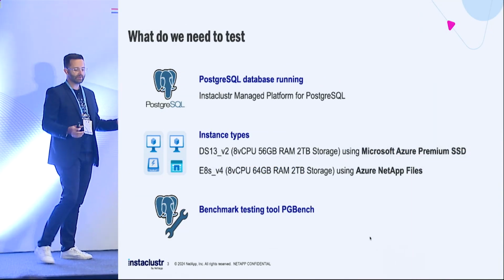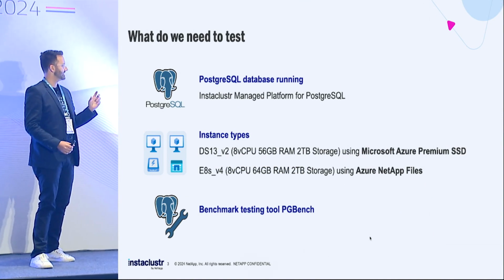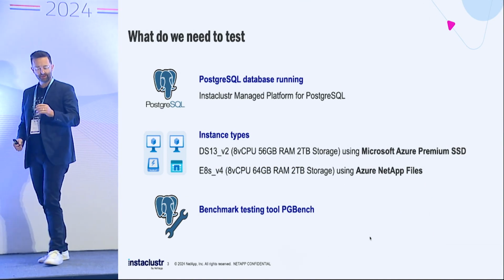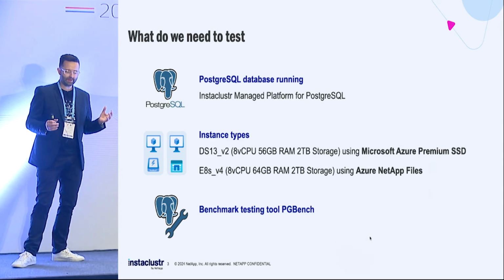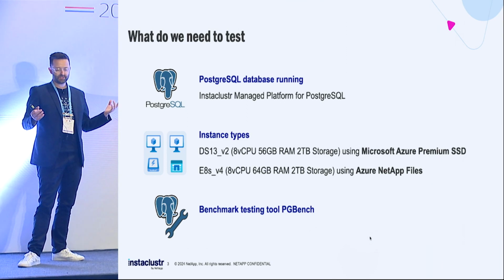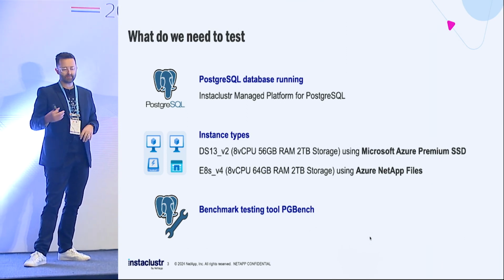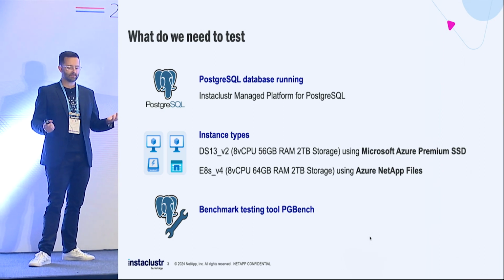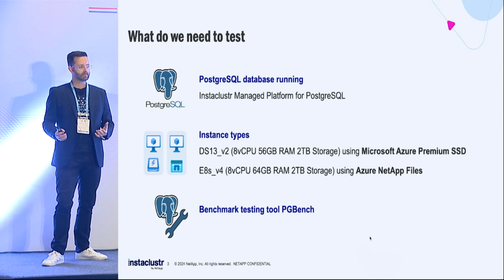What are we going to test with? So obviously you need a Postgres database, pretty standard. For that, we're going to use an Instacluster managed platform. I'll get into that and talk about what that is. And we're going to choose between an Instacluster provisioned on Azure with premium SSD, and the other difference is with Instacluster managed Postgres deployment with Azure NetApp Files.